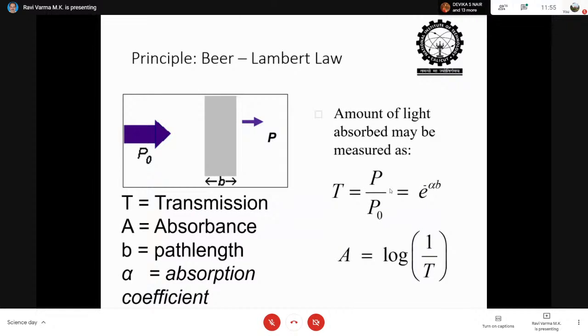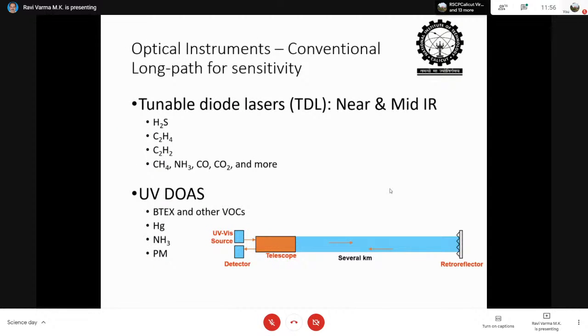So there is something called the Beer-Lambert law. I'm not going to go into that. Spectroscopists always use it to quantify the light that is absorbed or scattered. How much light is transmitted, how much is absorbed, how much is scattered, is given by the Lambert law or Beer's law.